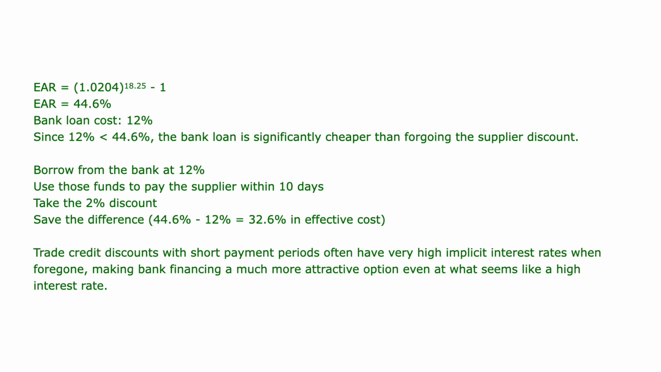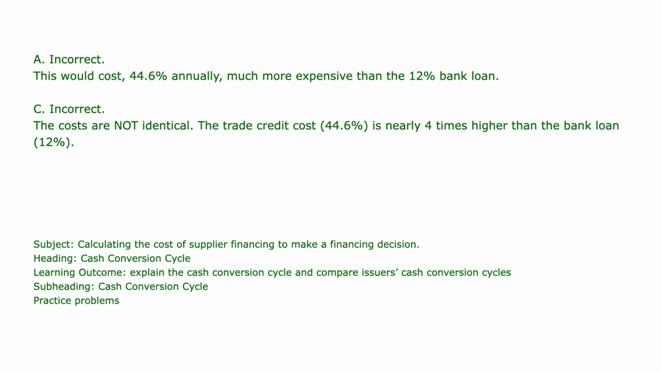Borrowing from a third party at a lower rate to pay suppliers early is a standard strategy to avoid the high cost of supplier financing. The implicit interest rate of foregoing a short-term trade discount is nearly 4 times higher than the bank's 12% rate, making any choice other than the bank loan financially inefficient.